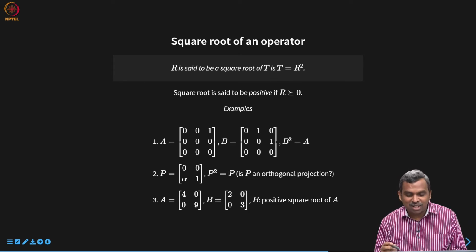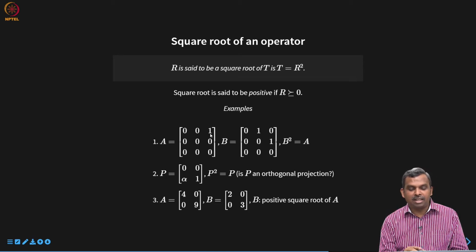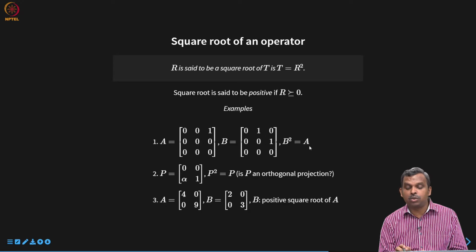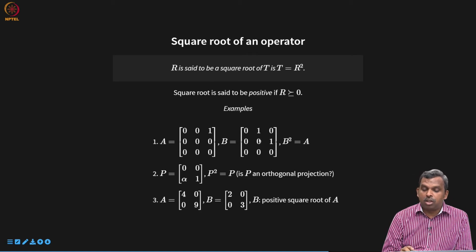Okay, so here is first example. A is some operator like this, a matrix representing operator like this. Look at B. B is like this, and B squared is A. So B becomes a square root of A. Okay, B becomes a square root, and clearly B is not positive or anything, right? It's not even self-adjoint, so we don't bother about positive and all here. So you can have square roots which are not positive.